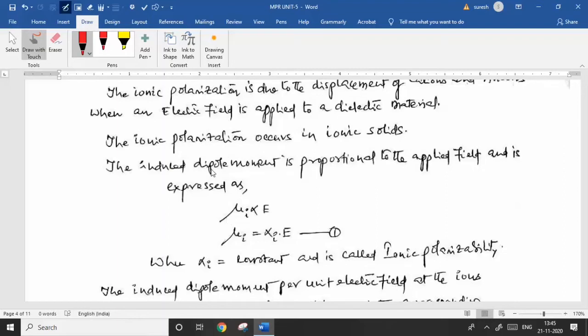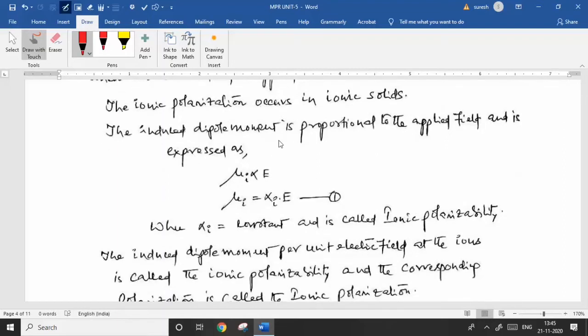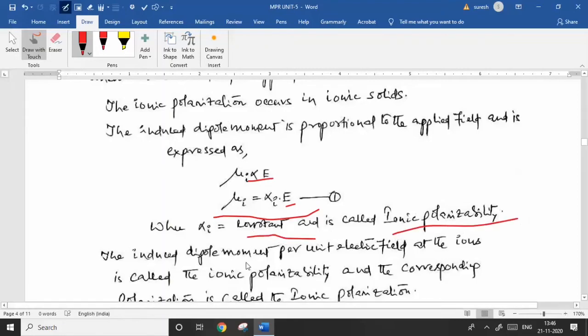And we have one more relation about the induced dipole moment: the induced dipole moment is proportional to the applied field, and it is expressed as mu I is directly proportional to E, mu I is equal to alpha I into E. So let me tell you what this expression is telling here. In this equation, mu I is called the induced dipole moment and E is called the intensity of electric field. So mu I is directly proportional to the intensity of electric field. If I remove this proportionality, I will get mu I is equal to alpha I into E, and this alpha I is named as the proportionality constant. We are going to call it the ionic polarizability.